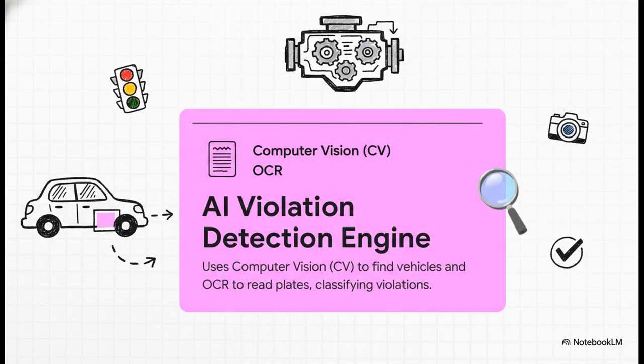And now we get to the really cool part, the AI engine itself. This is the brain of the whole operation. It really boils down to a 2-part process. First, you've got computer vision models. You might have heard of ones like YOLOv8. Their job is to detect and find the vehicle in the video. Then you have optical character recognition, or OCR, which zeroes in and reads the license plate. The engine then takes all that data, combines it with context, like, hey, the light was red, and then bam, it classifies the violation. So in a nutshell, it sees the car, it reads the plate, and it understands what happened.